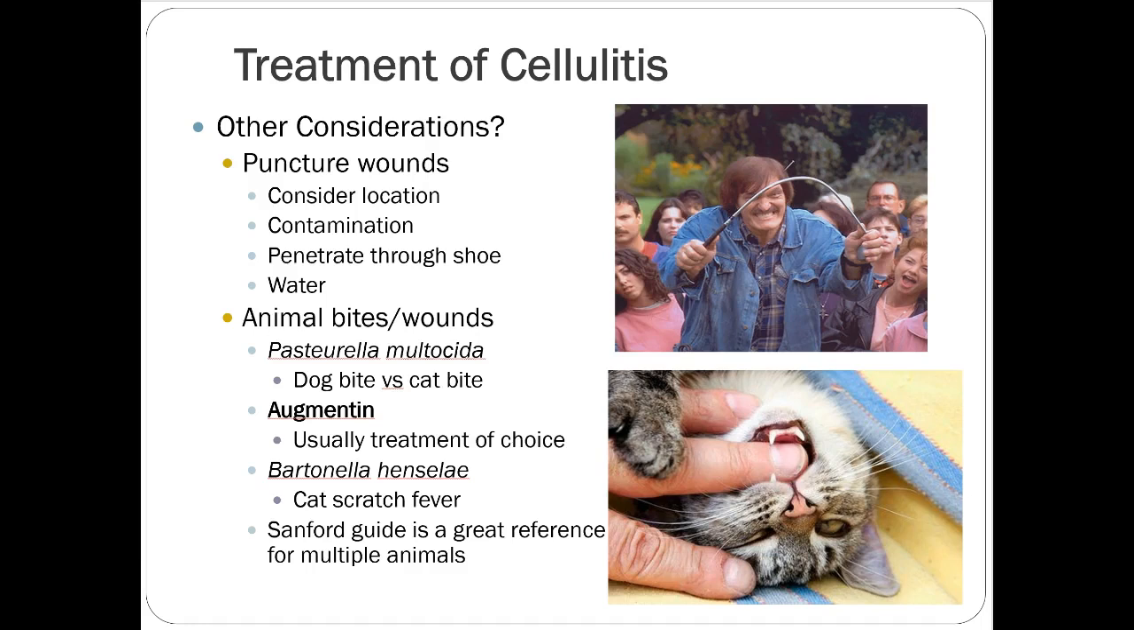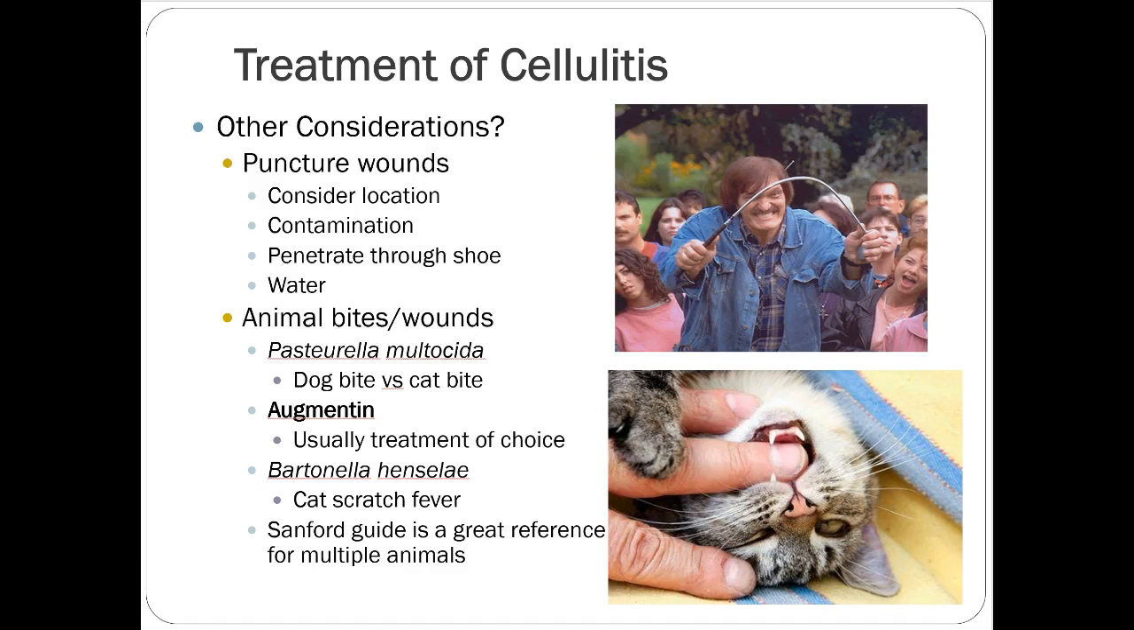Animal bites, wounds. This is another kind of common thing you might see if you work urgent care or emergency medicine. Usually there's a couple things you're looking at. A little trivia, dog bite or cat bite, which one's more likely to cause an infection? Cat bite. You guys probably have this already. Good. So cat bite's true.